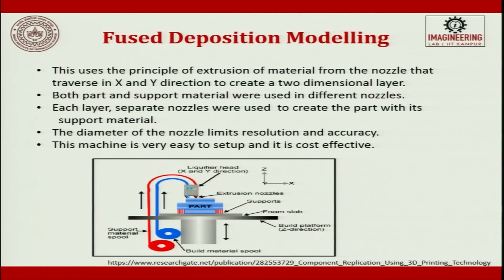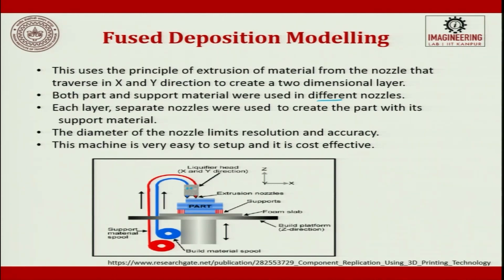This uses the principle of extrusion of material from the nozzle that moves in x and y direction to create a two-dimensional layer. So, x, y you keep moving, you get one layer of information. You stack several of these layers together, you will get a three-dimensional object. Both the part and the supporting material were used in different nozzles. So, this can be blue, the material which is required in the product, and for which we need supporting, that can be red. I am just taking it as an example. You can also have vice versa.